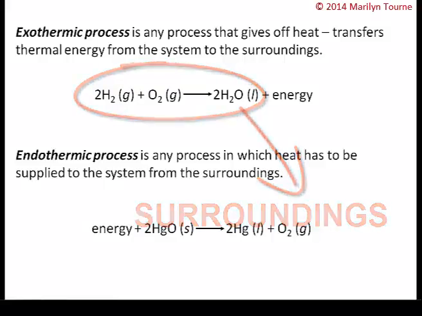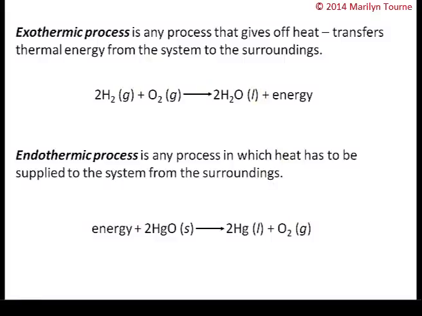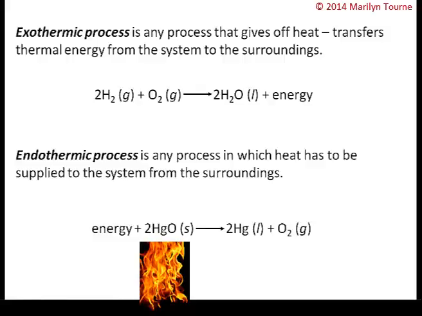An opposite process would be an endothermic process. This is a process in which heat has to be absorbed by the system from the surroundings. So you have to supply energy to the system for it to happen. When you heat HgO, which is a solid, it's going to decompose into mercury and oxygen gas. But you actually have to put heat to this solid to break it up. So that's what I mean by an endothermic process.